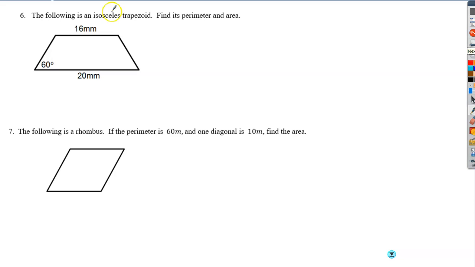All right, the following is an isosceles trapezoid. That means these two sides are the same, and that means you're going to drop both those altitudes on the ends. So I'm going to drop that guy and that guy. That means this triangle is the same as that. That means this is 16, which means that I have 4 left over, so each of these little parts are 2. And then this is a 30, 60, 90 triangle on each end.